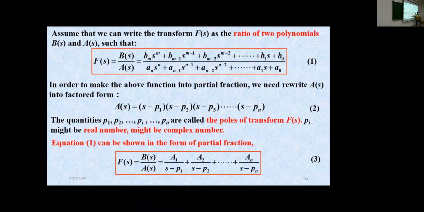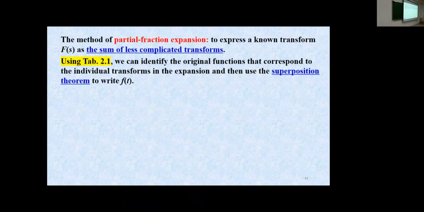We find the ones in A, B, C, and by making up the equations and solving them, we find out what A, B, C are here. And this is A1, A2. The method of partial fraction expansion expresses a Laplace transform F(s) as a sum of less complicated transforms. Using the table, we can identify the original functions that correspond to individual transforms in the expansion and then use the superposition theorem to write it.